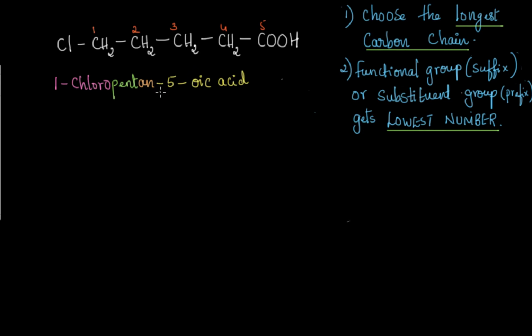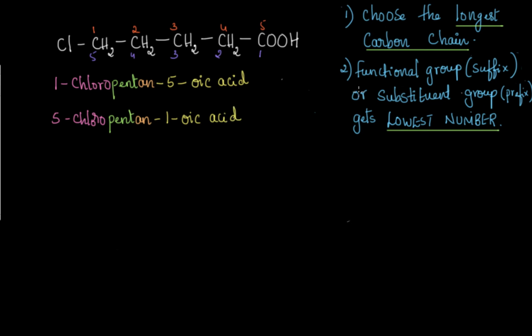acid. Now what if we number the other way around? If I start from here, it becomes 1, 2, 3, 4, 5. Now we can see that the prefix is attached to the 5th position. So this becomes 5-chloro, Cl is called chloro, 5 carbon chain again, pent, all are carbon-carbon single bond, ane. Now we can see that the functional group is present in the first carbon. So it is 1-oic acid.